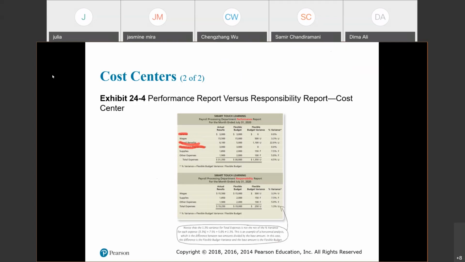Same thing for equipment depreciation. The department manager doesn't have the authority to make investment decisions. And of course, it's not responsible for such costs.